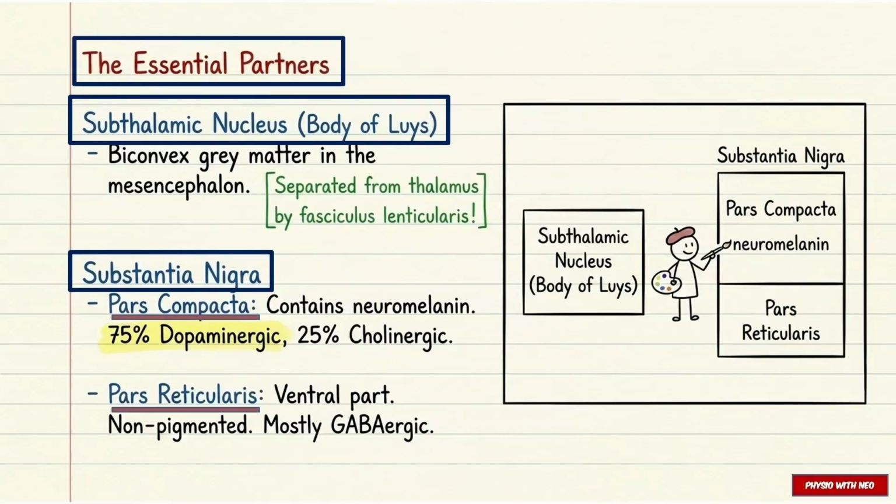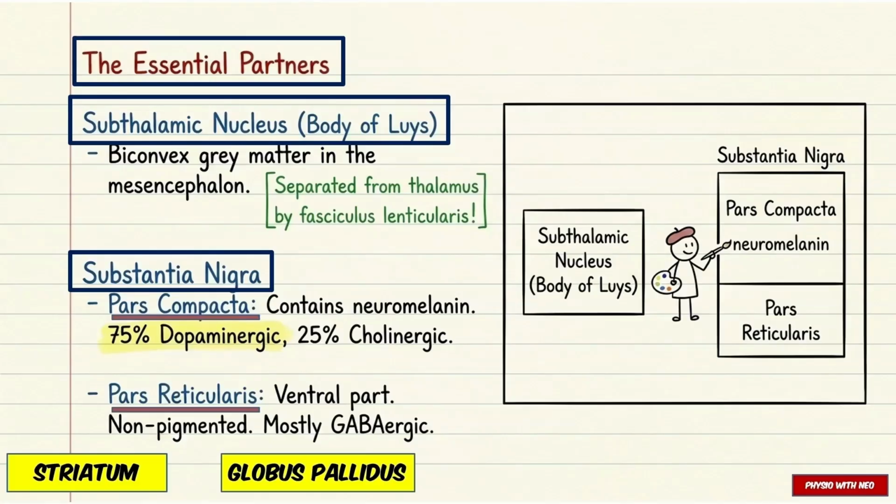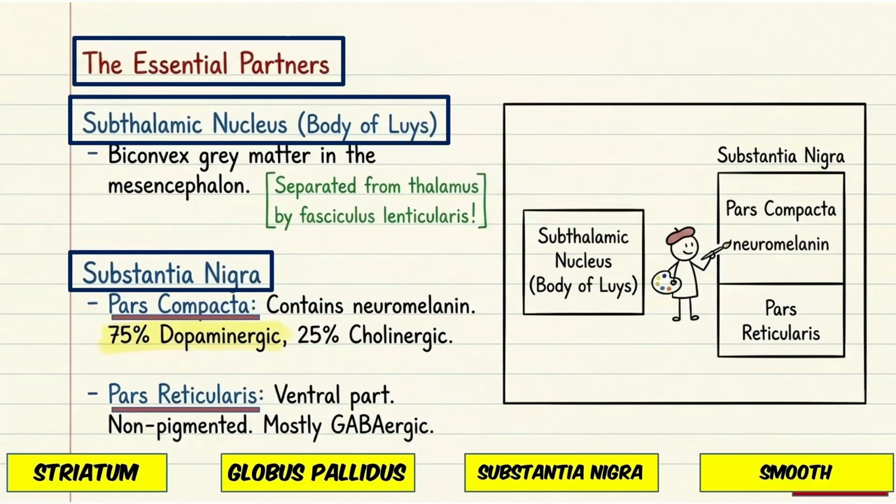Imagine the movement begins in the striatum, gets processed in the globus pallidus and is modified by substantia nigra, and finally it becomes smooth. This simple sequence helps the student to remember the pathway. Now pause the video for 5 seconds and try naming all the 5 nuclei without looking. You will be surprised how quickly you can memorize them.